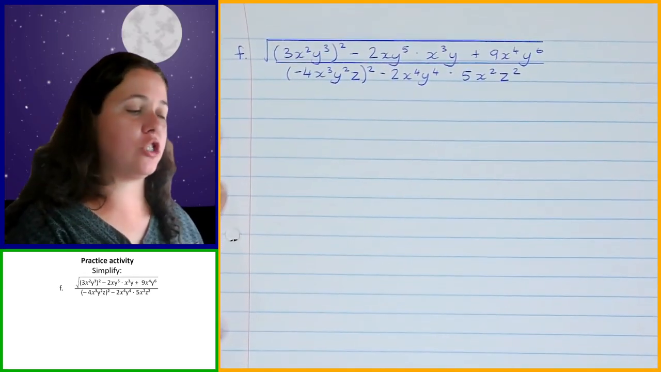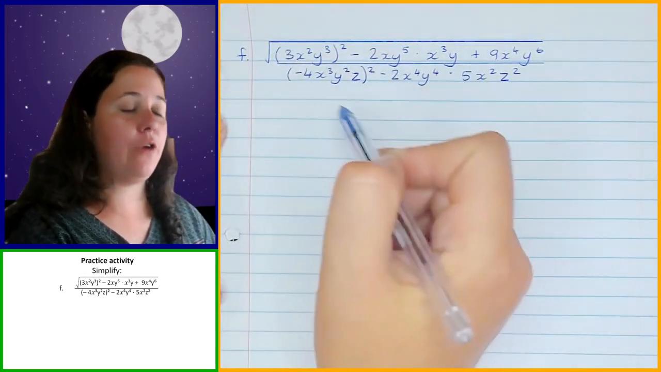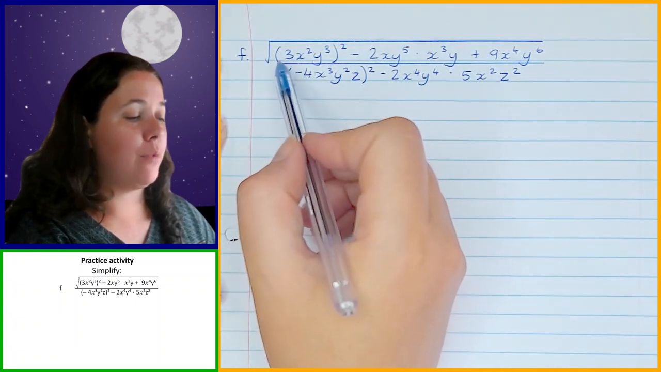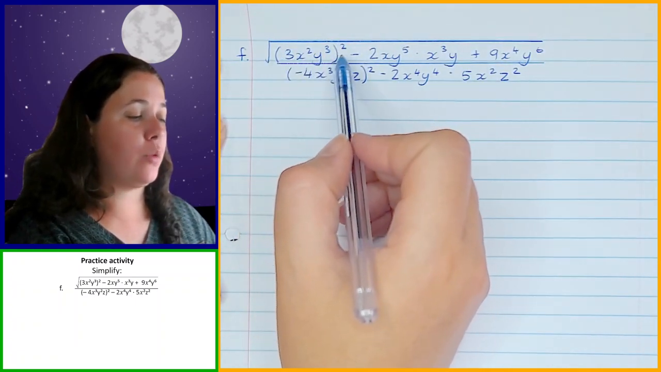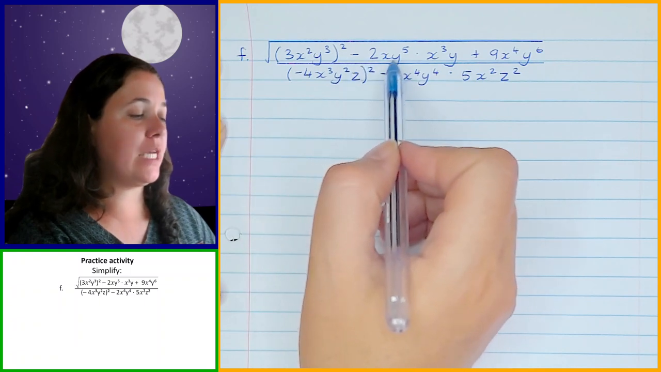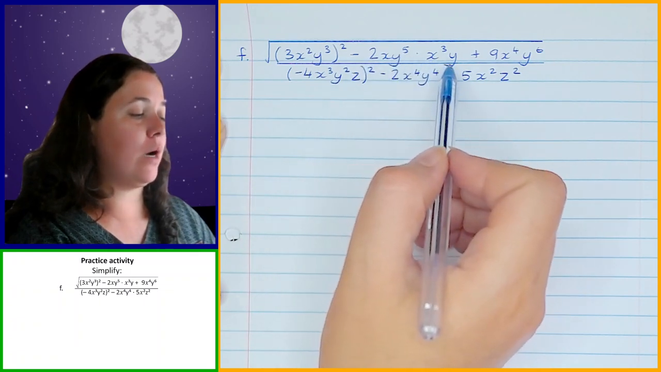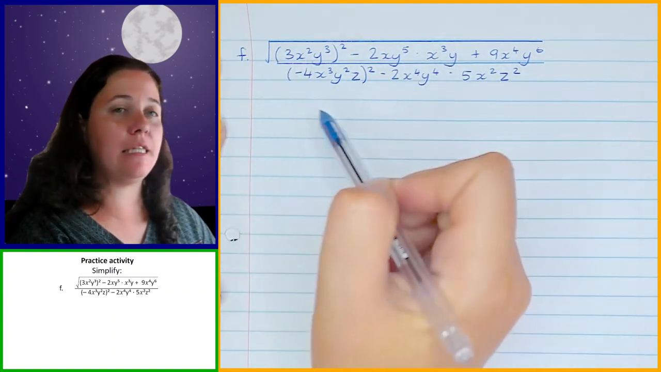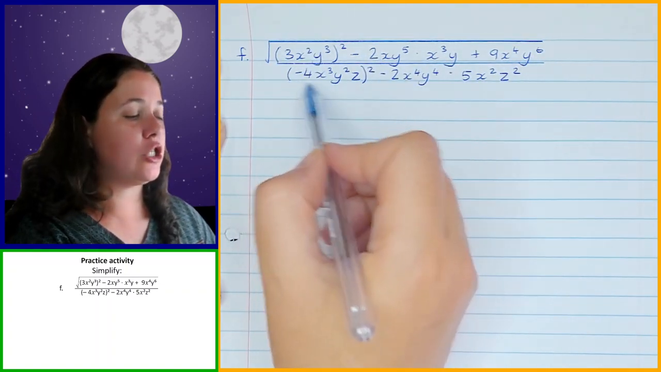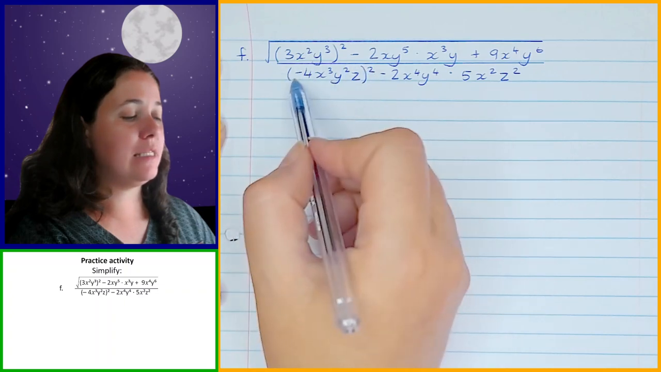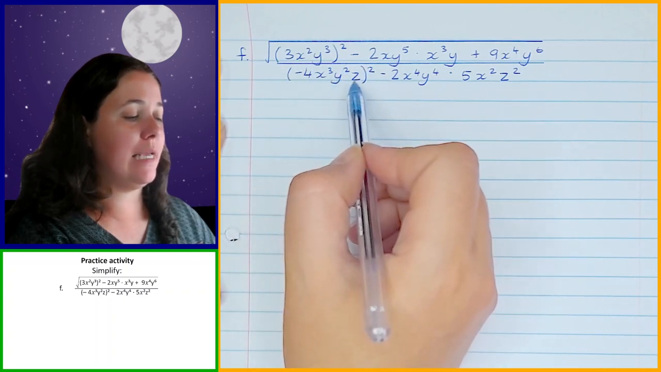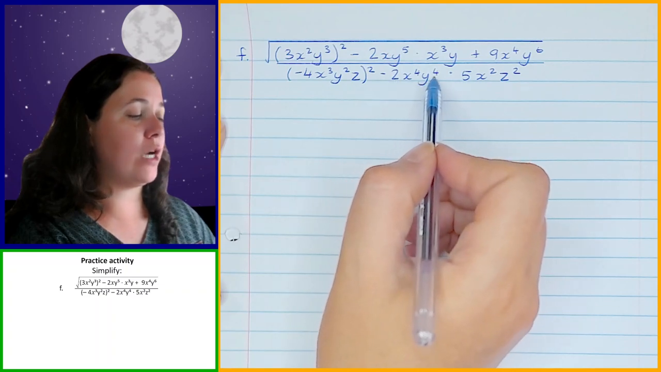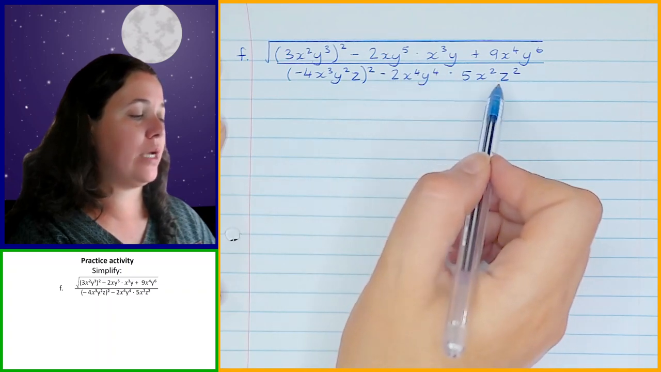So in this question, we have got a big fraction. In our numerator, we've got the square root of, in brackets, 3x squared y cubed, and that's squared. Then we've also got minus 2xy to the power of 5x cubed y, and plus 9x to the power of 4y to the power of 6. And all of that is under that square root sign. Then in our denominator, we've got a set of brackets, negative 4x cubed y squared z, and that is squared. Then I've got minus 2x to the power of 4y to the power of 5 times 5x squared z squared.